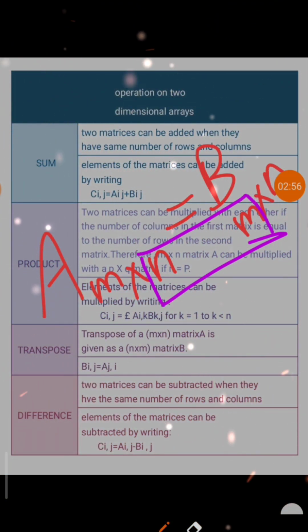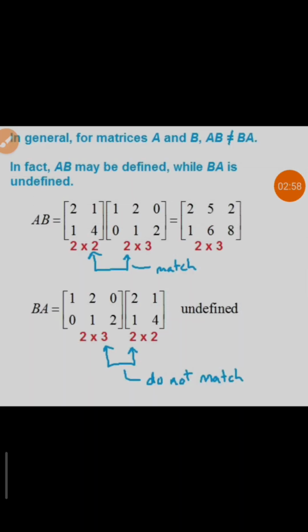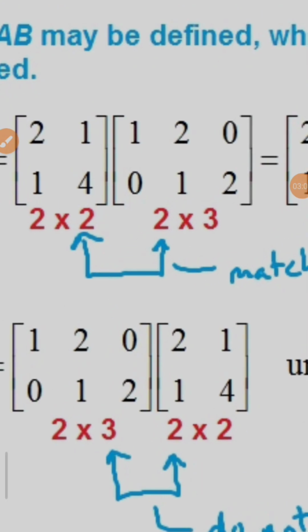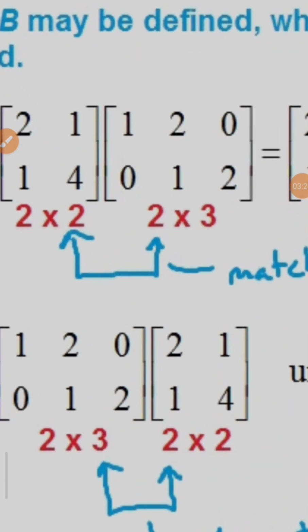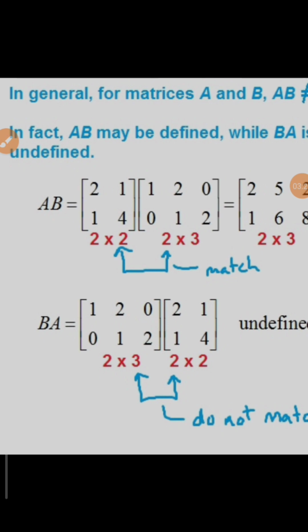Let me show you the example. Here's the example, which clearly explains the condition for multiplication. In the first case, you see the column of the first matrix is equal to the row of the second matrix. So easily we know that it obeys the condition, hence we can multiply it. And see the second condition, you can't multiply because the column of the first matrix and rows of the second matrix are not equal. So I think you clearly understand this.